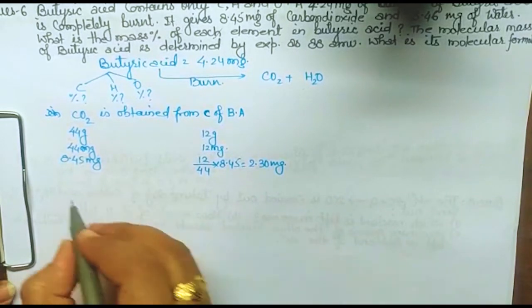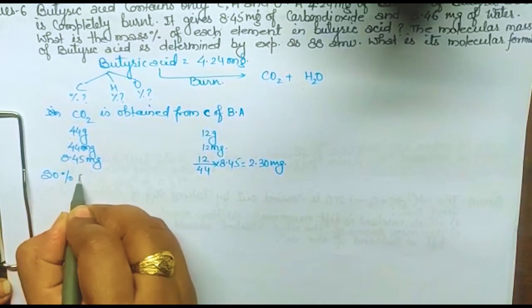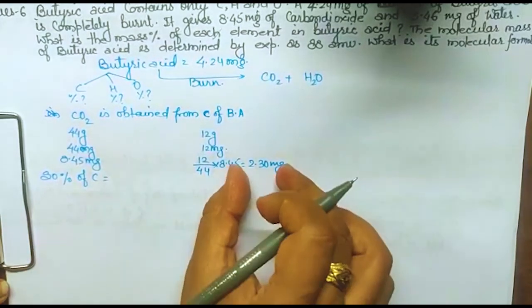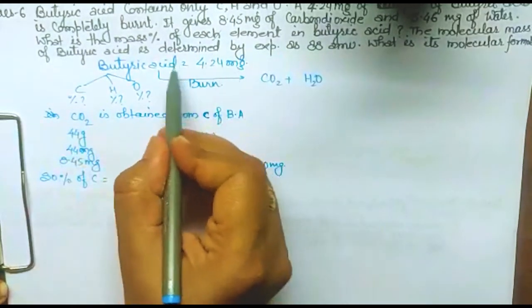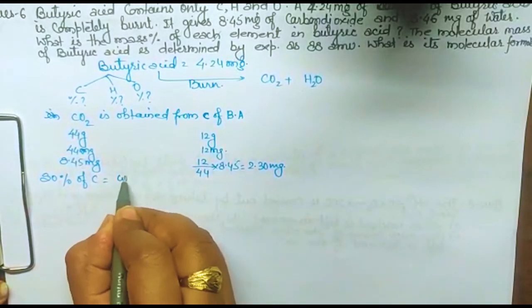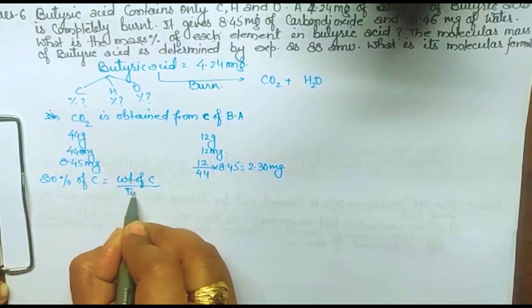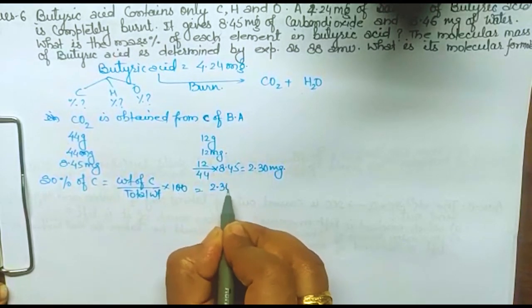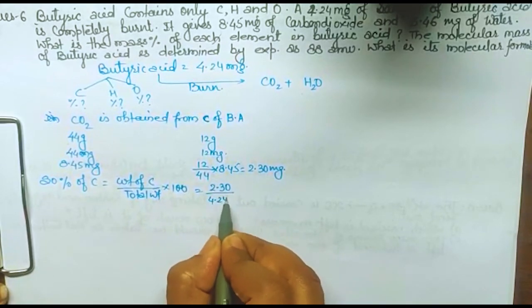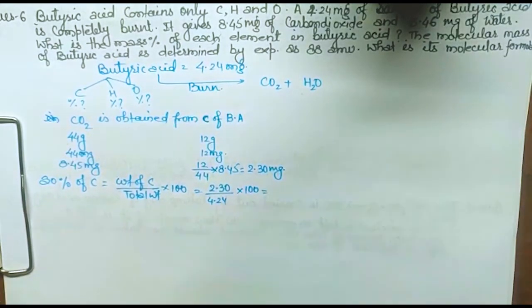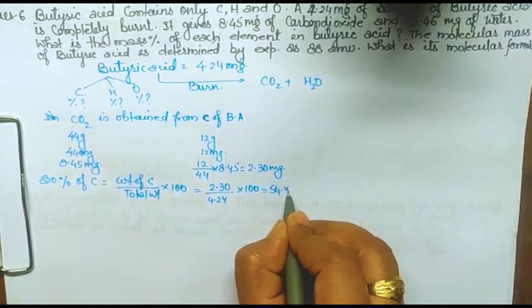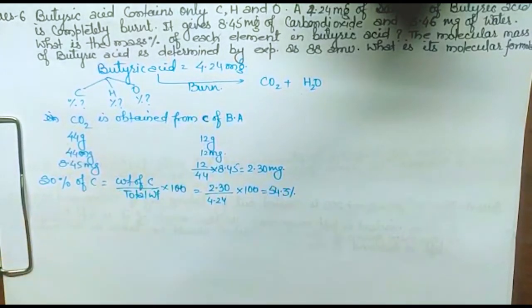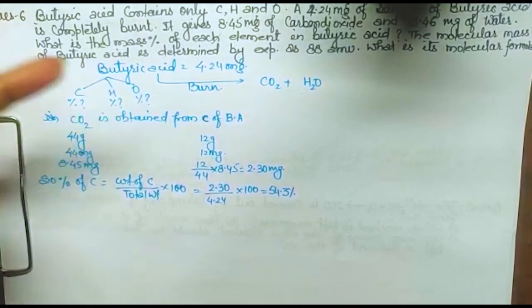So now the percentage of carbon. The percentage of carbon is the weight of carbon upon the total weight of butyric acid, into 100. So this is 2.30 divided by 4.24 into 100. If you solve it, this comes to 54.3%. So we got the carbon percentage. Similarly, we will find the hydrogen percentage, and whatever remains will be oxygen.